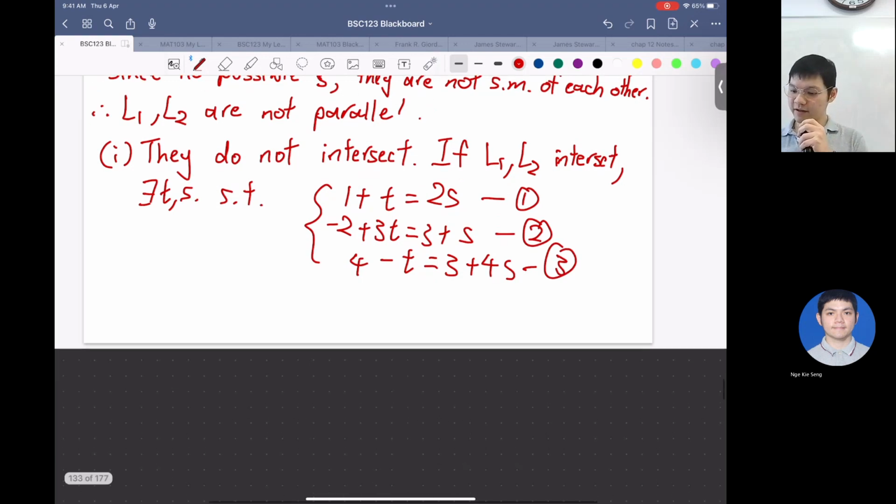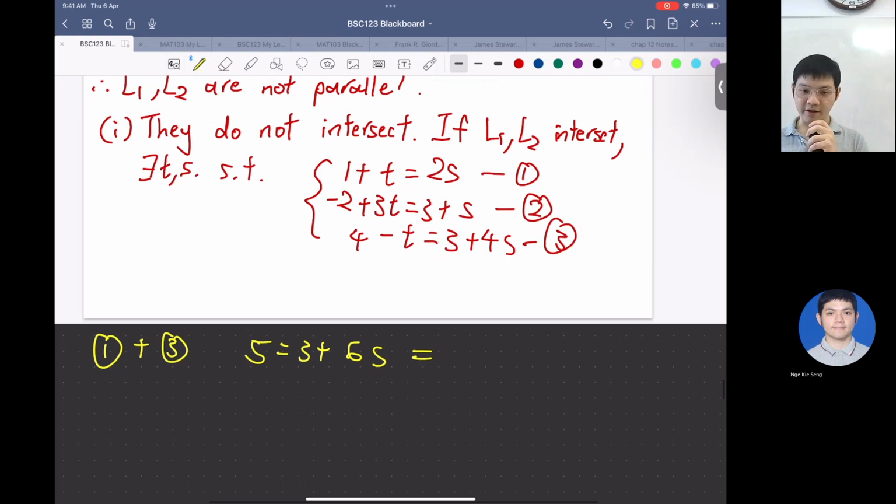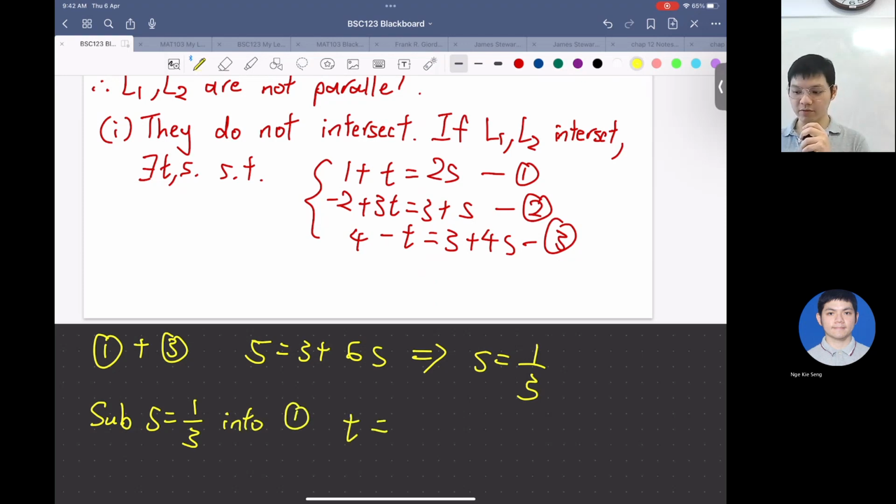Okay, let's quickly solve this. Otherwise, I think some of you won't believe. So maybe you can take 1 plus 3. Okay, and then we get 5 equals to 3 plus 6s, and then this would imply that s equals to 1/3. Then you can sub s equals to 1/3 back to 1, which you get t equals to 2 times 1 over 3 minus 1 equals to minus a third.